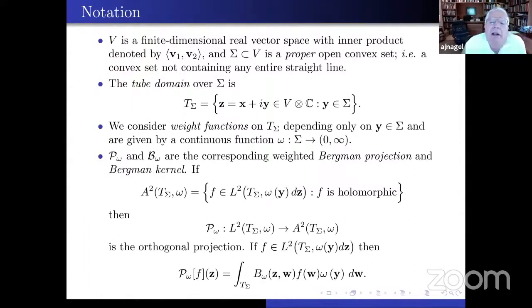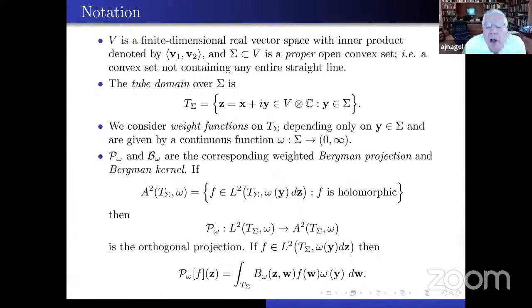And we're going to take a proper open convex subset sigma in V. That simply means that it's a convex set that doesn't contain any straight line. And then the tube domain is the set of points in the complexification where the imaginary part belongs to this convex set. Of course, we choose convex sets because tube domains over a general set will be pseudoconvex if and only if the base is convex.